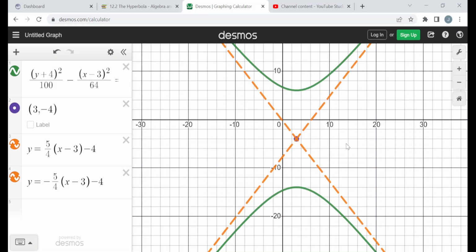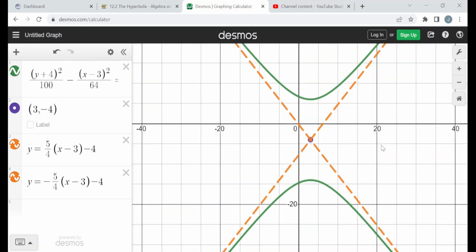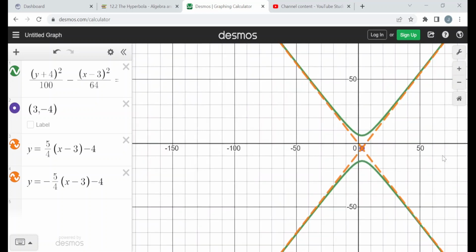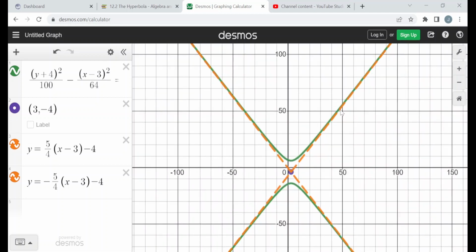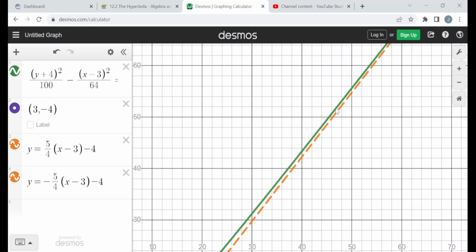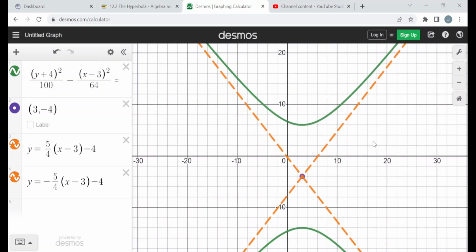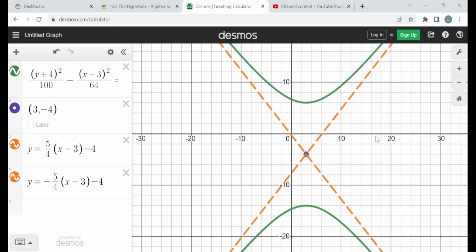And yeah, it looks like the curves of the hyperbola approach these asymptotes as you move further away from center. Another way to test that is to zoom out. If you zoom out far enough, it looks like that curve is becoming those asymptotes. It doesn't actually touch them. If you zoom in close enough, you'll see the hyperbola doesn't actually touch the asymptotes, but it gets really, really close to them. So these asymptotes look good. My equations of the asymptotes are good.